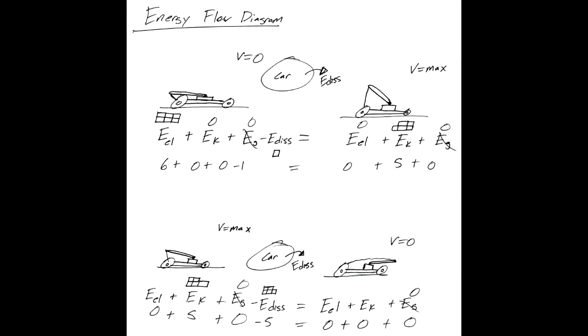And in the second energy flow diagram, the car has reached its maximum velocity, so all its energy is in E kinetic, which is 5, and then energy dissipates due to friction, so it loses 5, and it reaches 0 for all energy since the car no longer has any more energy.